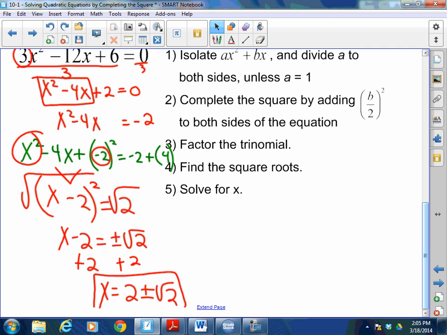We're going to do some more examples now. Sir? Yes, whenever you have an actual equation and you have to solve it using this, you got to add the b over 2 squared to both sides, sir. That's absolutely correct, sir. Does that make sense? All right, let's do another one.